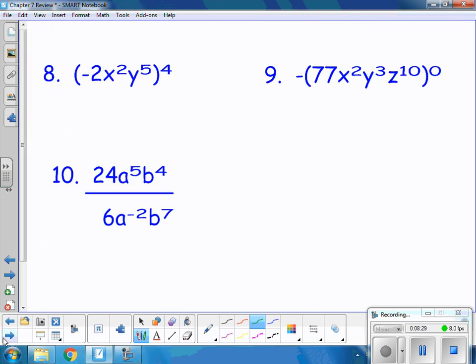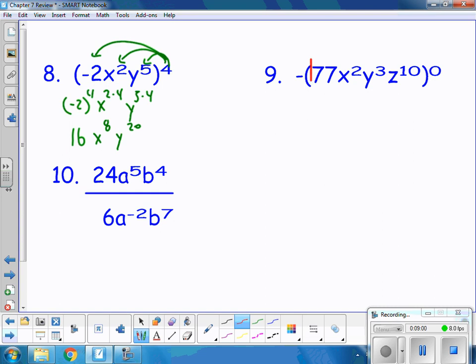Okay, let's do some more distribution on this one. I am going to take each one of these pieces to the 4th power. So this ends up being negative 2 to the 4th power, x to the 2nd times the 4, y to the 5th times the 4. Negative 2 times negative 2 times negative 2 times negative 2 ends up being 16, x to the 8th, y to the 20th.